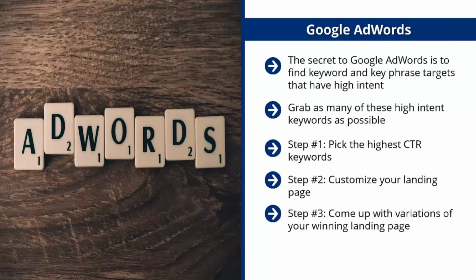Step number 3, come up with variations of your winning landing page. Come up with variations of your winning landing page on an element-by-element basis. Start with the headline, then the body, graphics, and call to action. With each test, come up with different variations. Pick the winning variation that converts the most, and once you cannot improve an element's results any further, move on to the next element. Step number 4, increase your daily budget. Scale up the amount of traffic you get from Google because you know that you're going to be able to convert it at a certain point.